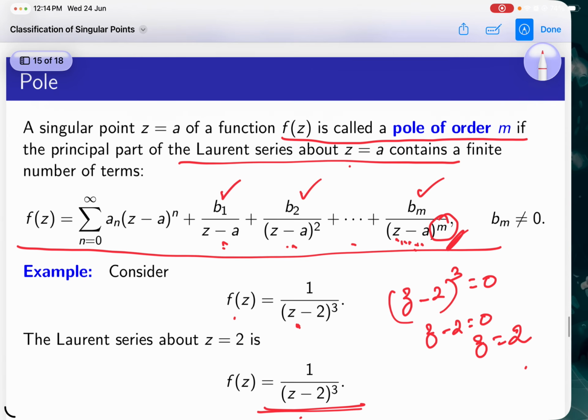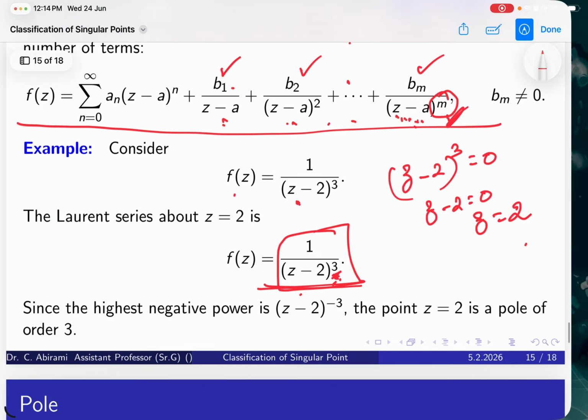See, in this expansion, b1 by z minus a, b2 by (z minus a) the whole squared, b3 by (z minus a) cubed. So there are only finitely many terms with negative powers of z minus a, but the highest power will be 3. So the power will be 3, meaning a pole of order m. Here it is a pole of order 3, since the highest negative power is (z minus 2) to the power minus 3. Therefore the point z equal to 2 is a pole of order 3.